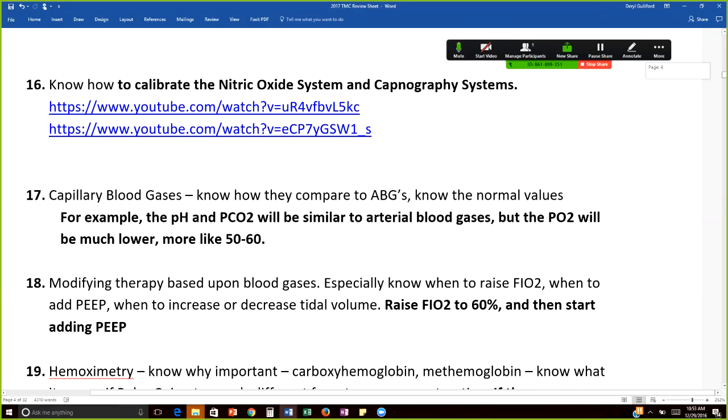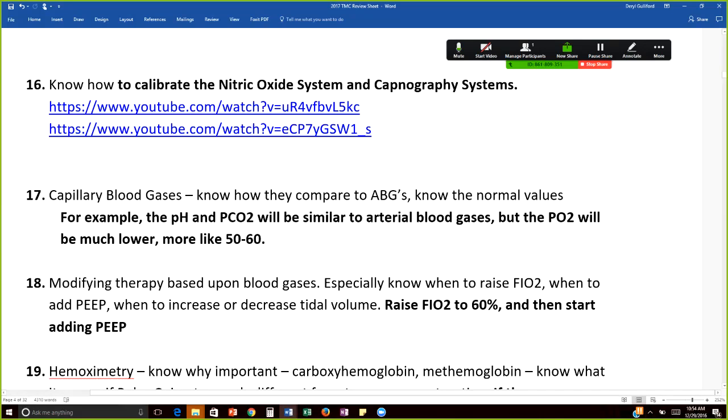Okay, calibrating nitric oxide and capnography. What I decided to do there was give you 2 excellent videos. The first one's on nitric, the second one's on capnography. If you watch these little videos, they're not very long, they will tell you everything you need to know about that.